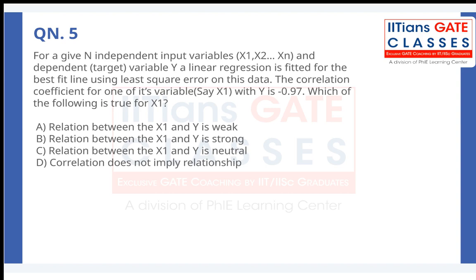So first, let's understand the question, then we will solve it. The main thing is to understand the question. You are given n independent input variables from x1 till xn, which means there are n features in your data sets. And you have a dependent target variable y. You are trying to fit a linear regression model to find the best fit line possible, using the least square error on this data, finding the residual and minimizing it. The correlation coefficient of one of its variables, let's say x1 with y, is minus 0.97. Which of the following is true for x1?